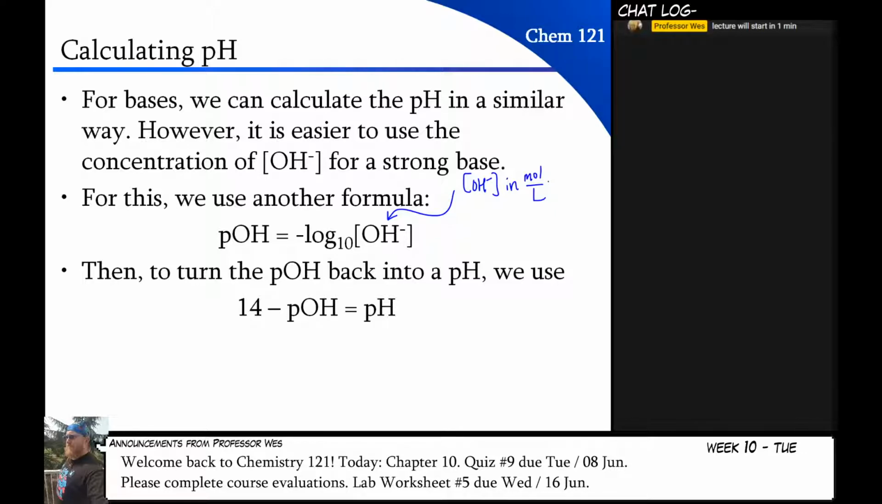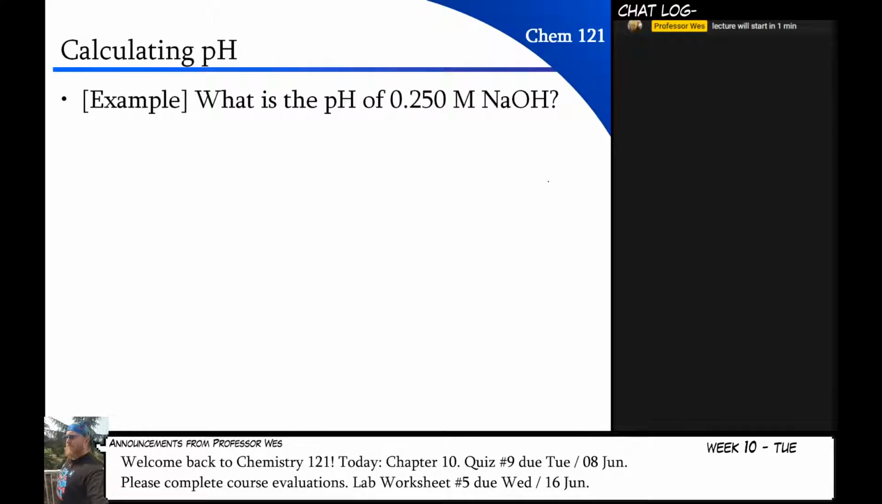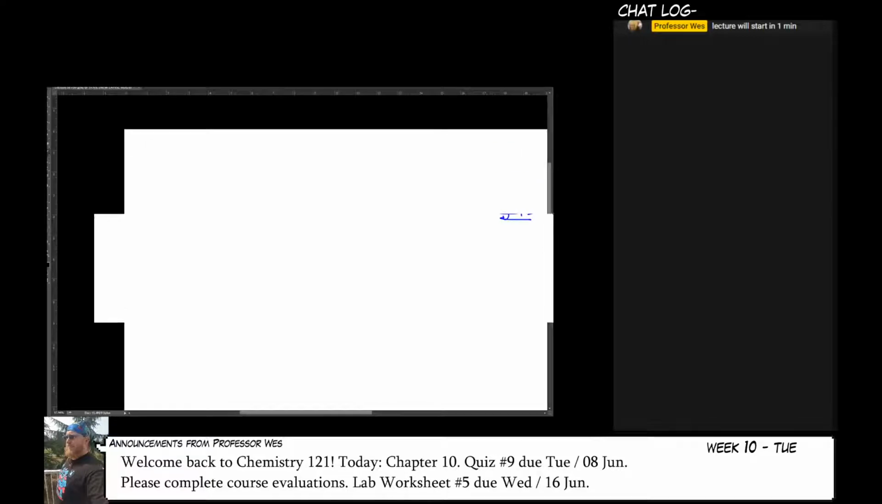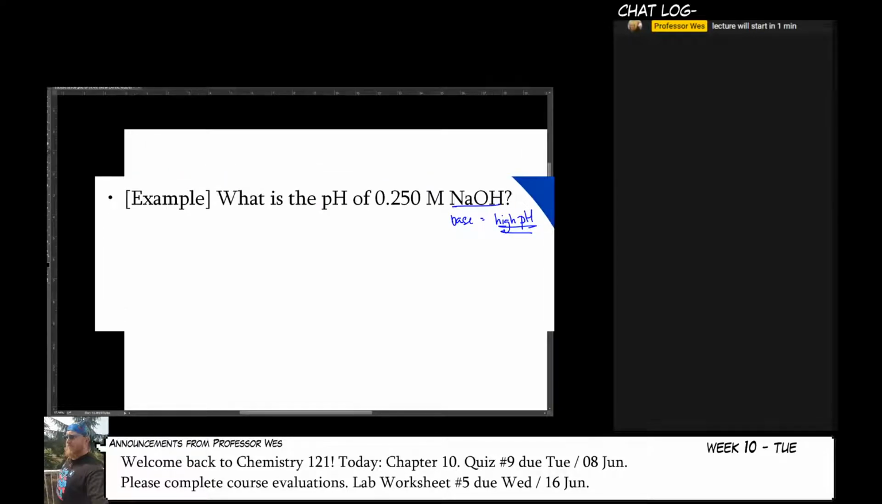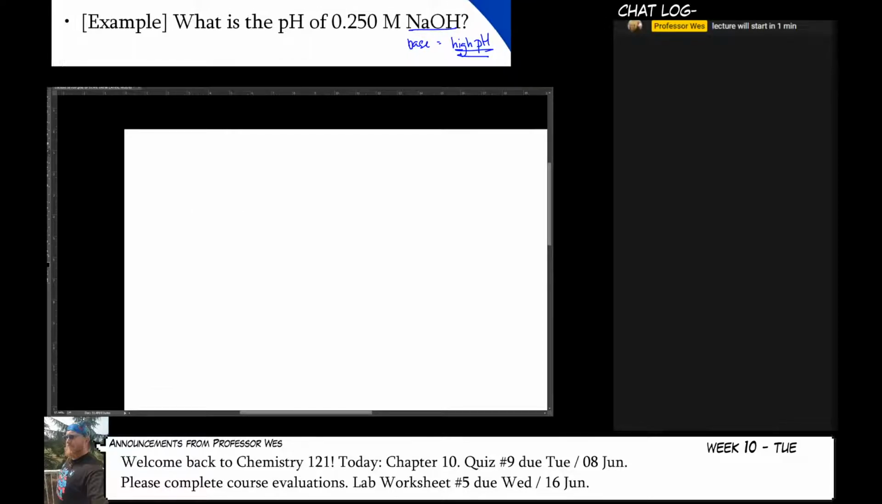So let's do some examples and do some calculations here. Let's find the pH of 0.250 molar sodium hydroxide. The first thing we know is that this is a base, which means the pH should be high, right? Bases have pH higher than 7. So if we do our calculation and get a number that's higher than 7, we're probably on the right track. If you get a number that's less than 7, we've probably made a mistake somewhere. Let's give this a try here.